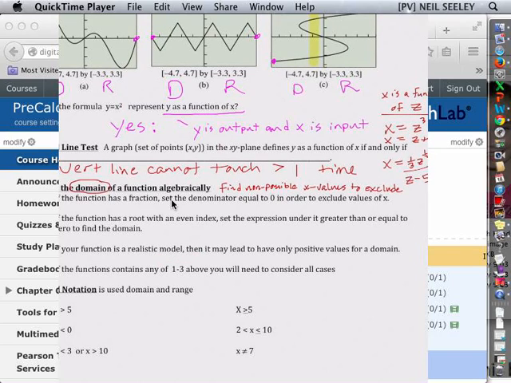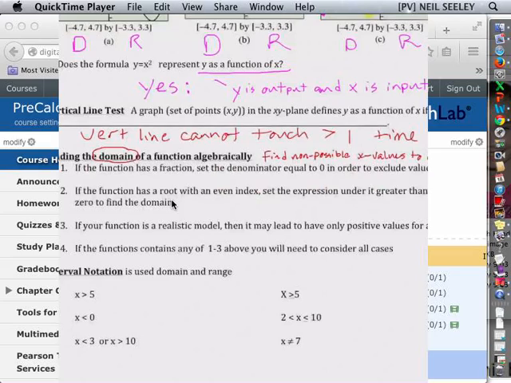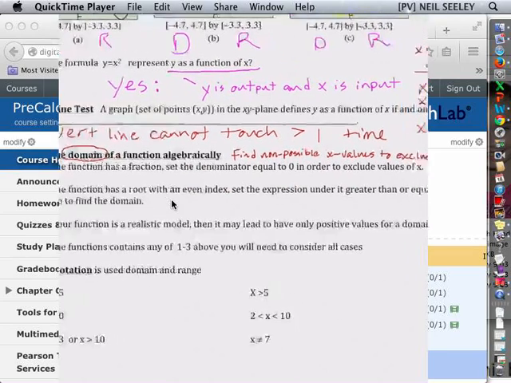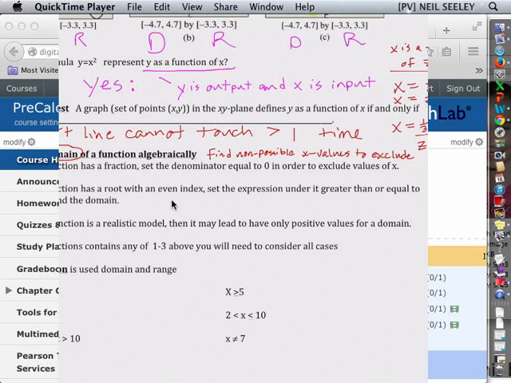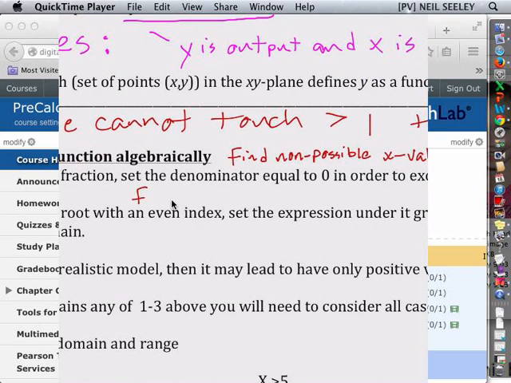Okay, screen, fit. If the function has a fraction, set the denominator equal to 0 in order to exclude values of x. So that's huge. I'm going to give you a real simple example. Let's use function notation like f of x equals 1 over x plus 1. Is there any value of x that isn't going to work? -1. So that's actually where we're going to start. The domain is all reals except -1.